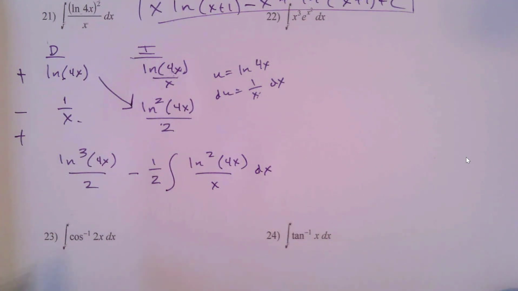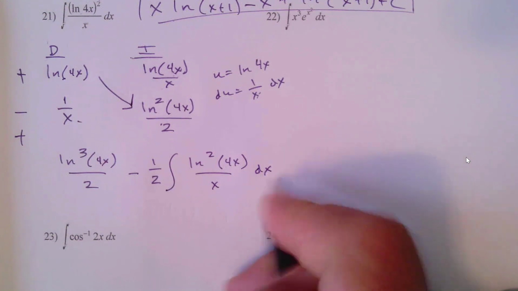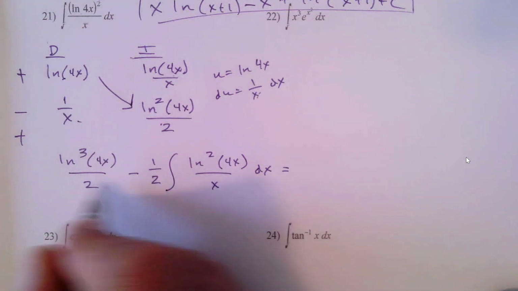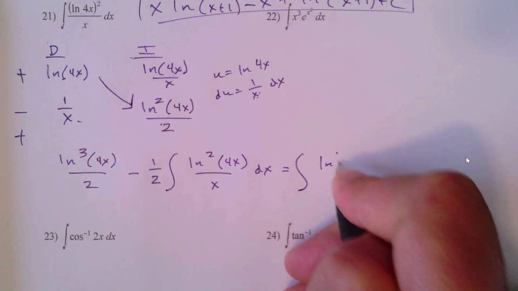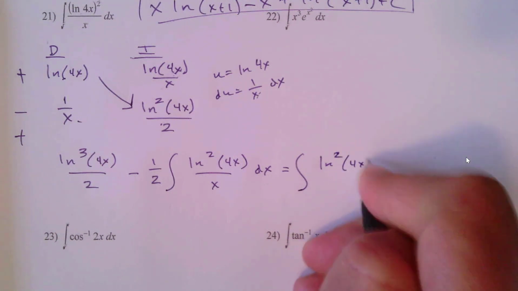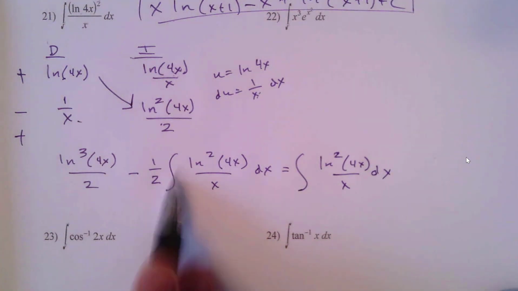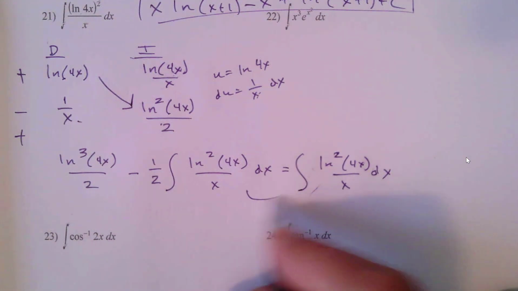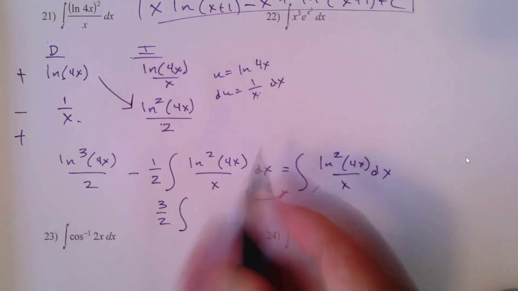And this, notice, is the same as what we started. Well, we're saying that this is equal to the original. All of this is equal to the original, natural log squared of 4x over x dx. So this integral and this integral are basically the same, except this is a half of it. So if we add these together, we can move this to the other side. So this is going to go over here. That's going to give us 3/2 of the original integral.